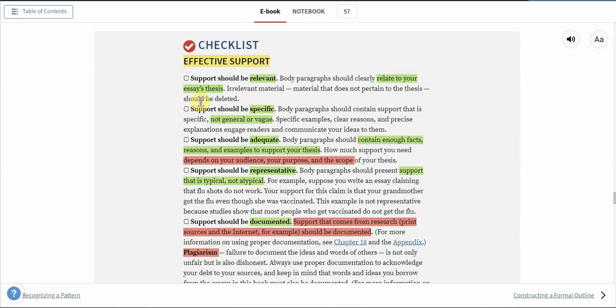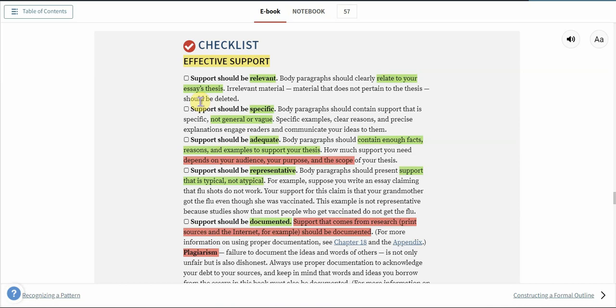Just because you've cited something doesn't mean that you've checked off the box that you've done good support, right? It has to be specific, right? Not so vague that it doesn't really do anything for us. Like if someone says, I really learned a great lesson that day and it helped me a whole lot. Well, that's really vague. What did you learn? How did it help you? Give us an example, right?